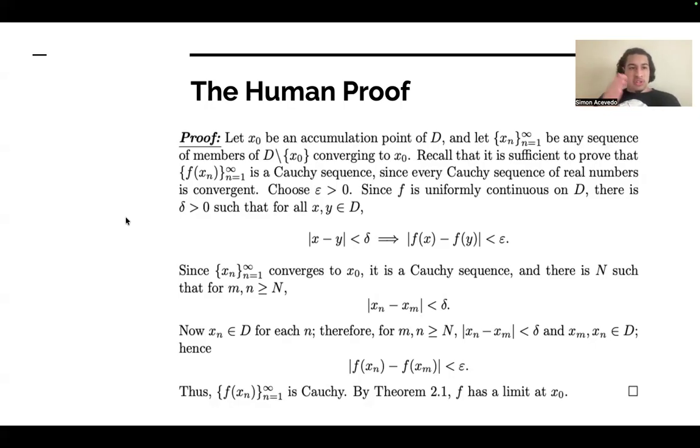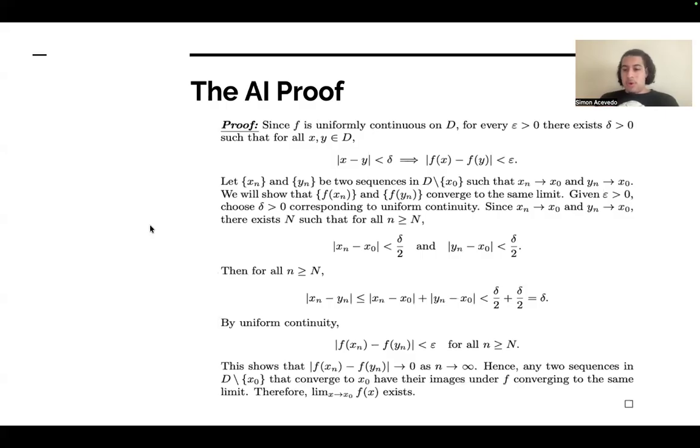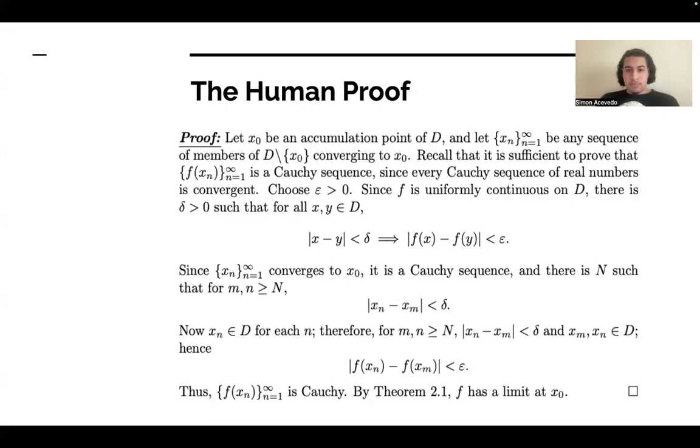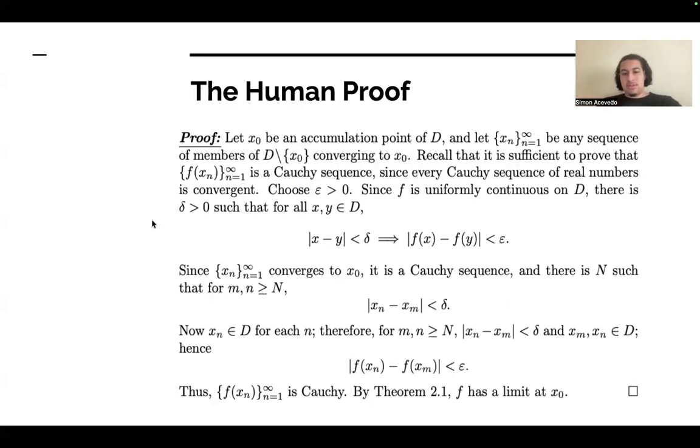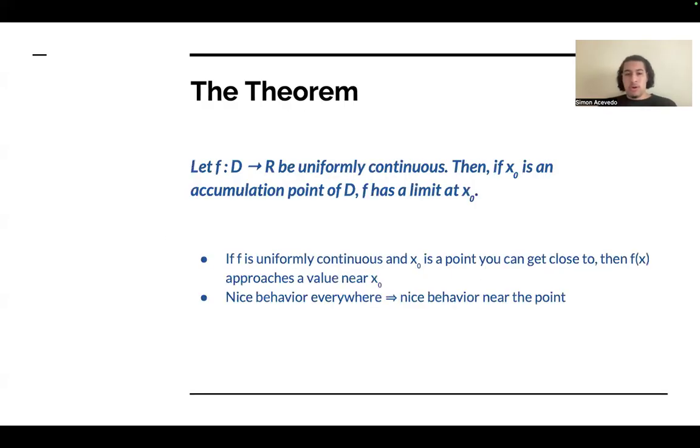as x approaches x sub naught, which is precisely what we wanted to show here. So we used the definition of a Cauchy sequence and applied uniform continuity to it to prove that f of x approaches a single value as x approaches x naught. Therefore, a limit exists at x naught.